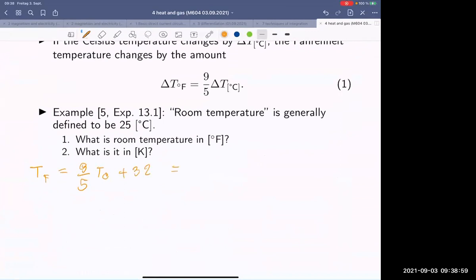And you just leave it. It's 9/5 times 25 plus 32, and you will find that it's 45 and 77, so 77 degrees Fahrenheit. Okay, and that's it.